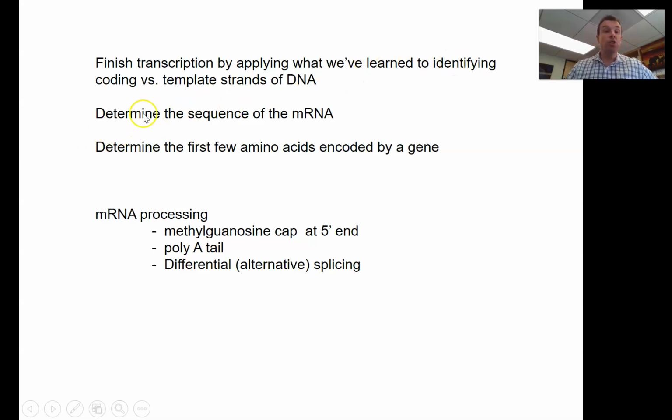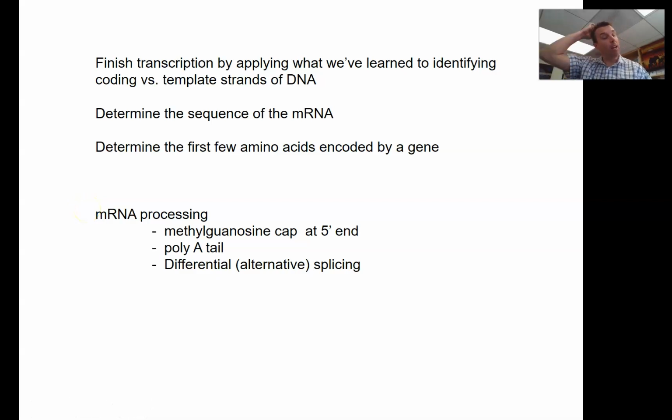Given the gene, you should be able to determine the sequence of the mRNA that would be made. And you should also be able to determine the first few amino acids encoded by the gene. So this is where we're starting to practice using that genetic code that we've had before. All right? And then we're going to lead into mRNA processing.